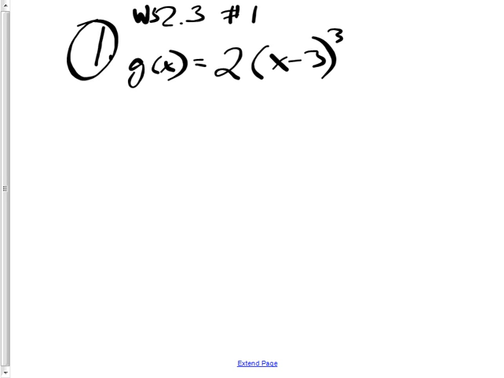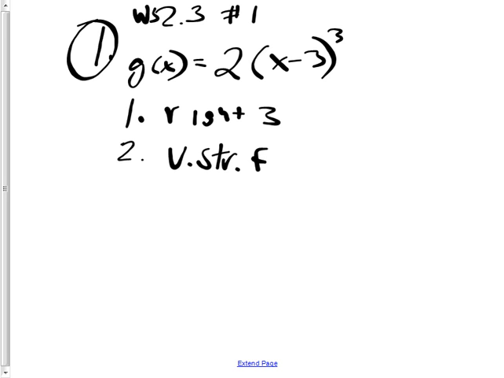All right, number 1. Describe the transformations in the correct order and then sketch it. So remember, sketch is not a graph, it's just a quick sketch. So in order, there's 2 things to do. 1, 2. What's first? Right, 3. And the other thing? Vertical stretch of what? Factor 2. That's it. And now the quick sketch.